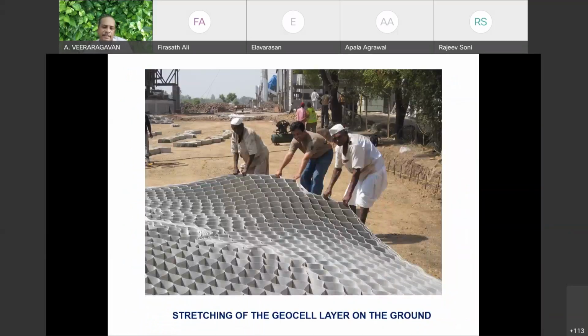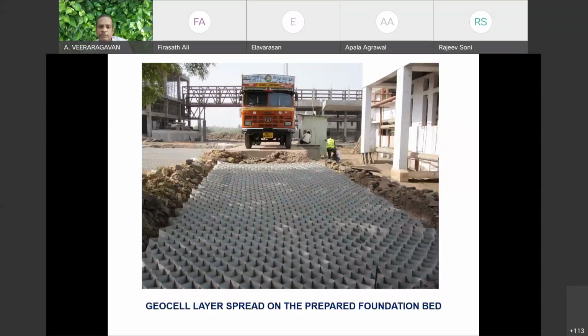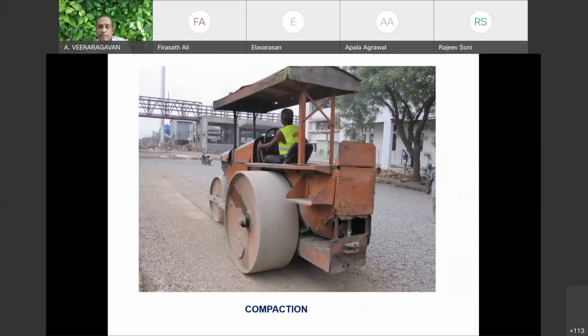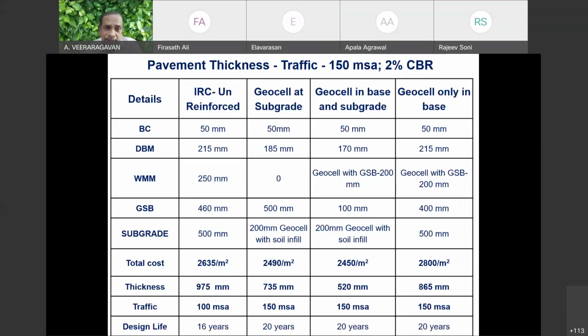I did an exercise for a project in Maharashtra, where the soil was very weak, in a Gobind dairy. So they spread the geocells. After that, it was filled with aggregates, and then you can compact. I was talking about marginal aggregates. Marginal aggregates can be filled up here. So by this process, I demonstrated that instead of providing 975 millimeter of pavement thickness, costing 2,635 rupees per square meter, I can bring down the thickness from 975 to 520 by using geocell in the base and subgrade.